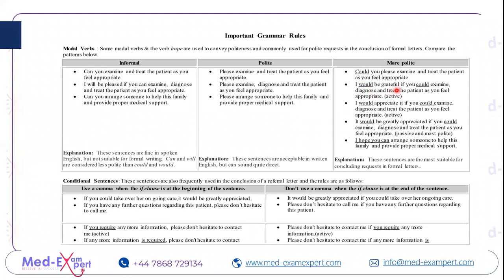Okay, I would be grateful if you could examine, diagnose, and treat the patient. I would appreciate if you could examine, diagnose, and treat the patient. So use of would and could. It would be greatly appreciated if you could examine, diagnose, and treat the patient. Okay, so whether you use active voice or passive voice in the conclusion, that doesn't matter. Your use of words matters here. You can use both of the ways. I hope you can arrange someone to help this family and provide proper medical support. Okay, so these are the sample sentences which you can use in your conclusion part.